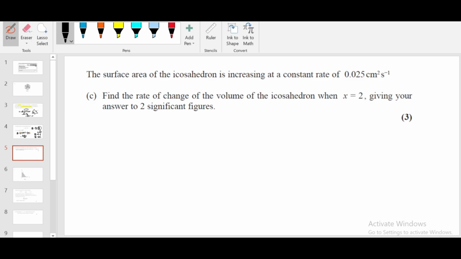The surface area of the icosahedron is increasing at a constant rate. Whenever they say something is increasing or decreasing, it's with respect to time. So what's given here is dA over dt is 0.025. If the question says decreasing, you need to put a negative sign there. Find the rate of change of the volume of the icosahedron when x is equal to 2. They want you to find dV by dt.